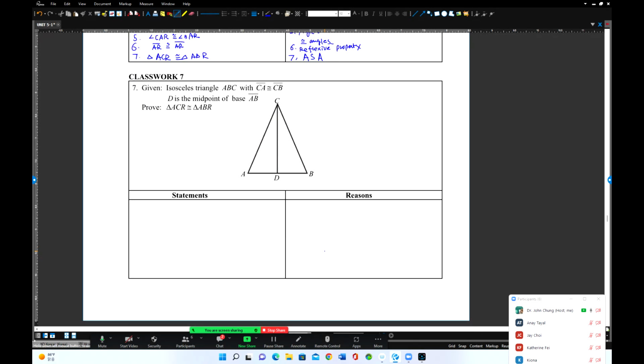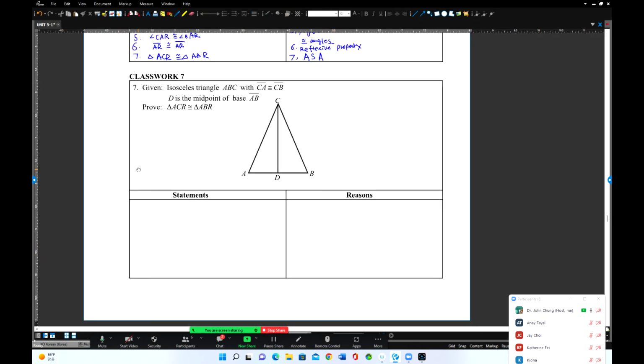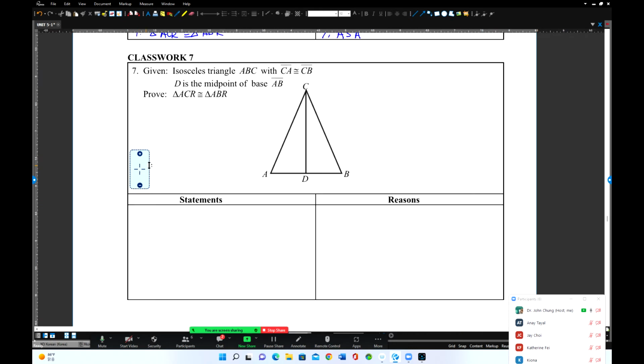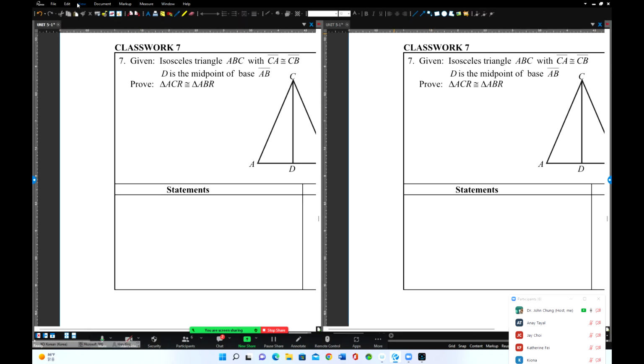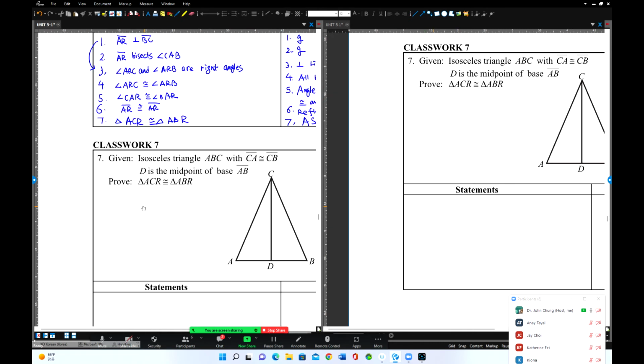A little different, right? New topic over here. Now we got isosceles triangles. Do you remember? Maybe I'm going to write separately over here the theorem to prove.